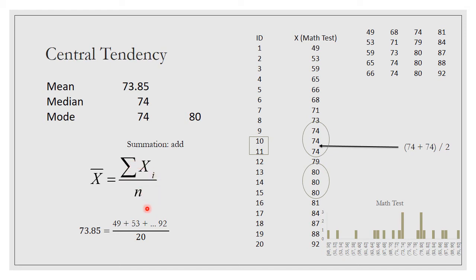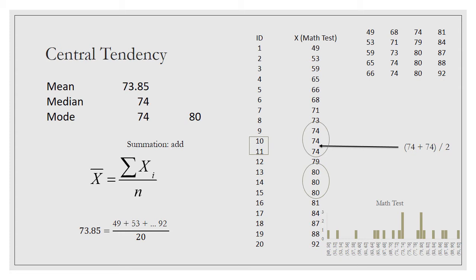Well, we can see down here, if we were to take all of these values here, 49, 53, 59, all the way through 92, and put them in the numerator, you are literally just adding those things together and dividing by the number of things. We have 20 total cases. So it would take the summation of this entire column and divide by 20, and that would give us, in this case, a value of 73.85. So just a quick summation.